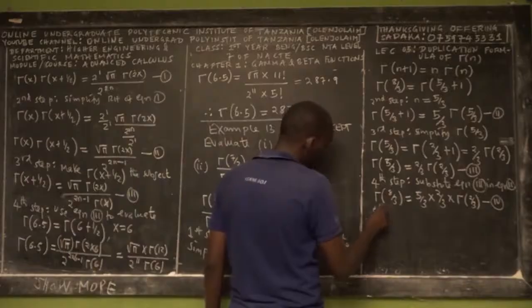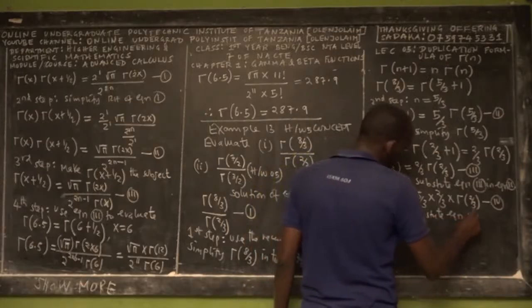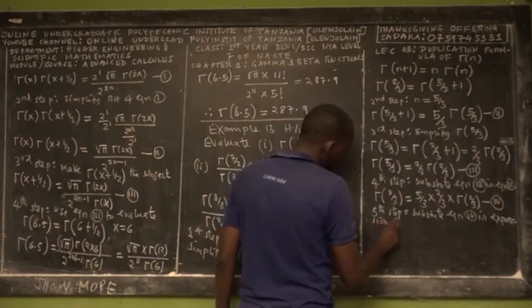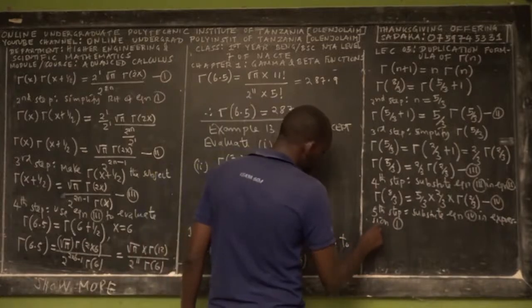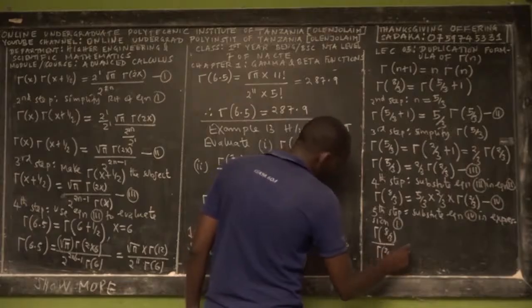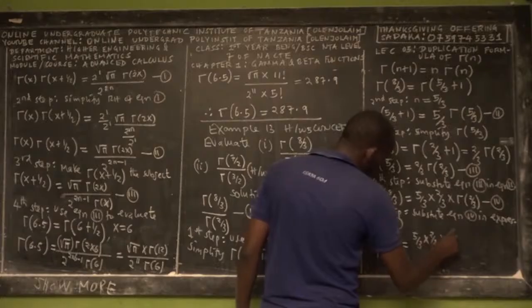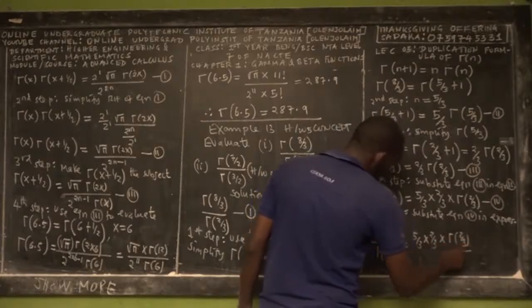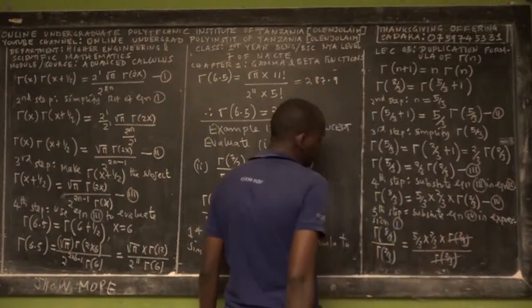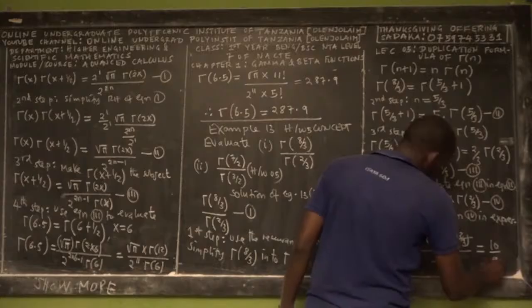So the first step, substitute equation 4 in expression 1. So in expression 1, we have gamma of 8 over 3 over gamma of 2 over 3. This is equal to what? 5 over 3, 2 over 3 times gamma of 2 over 3 divided by gamma of 2 over 3. So this one and this one will cancel. So it will be 10 over 9 for the response.